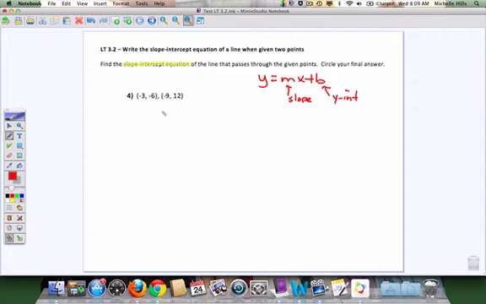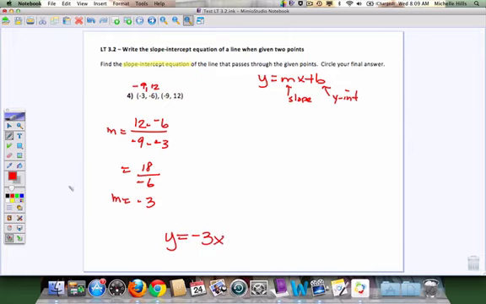We already know how to find the slope if you're given 2 points, so I'm going to put 1 point above the other point. And just like in learning target 3.1, m is y minus y over x minus x. So 12 minus negative 6 is positive 18. Negative 9 minus negative 3 is negative 6. So my slope is negative 3.